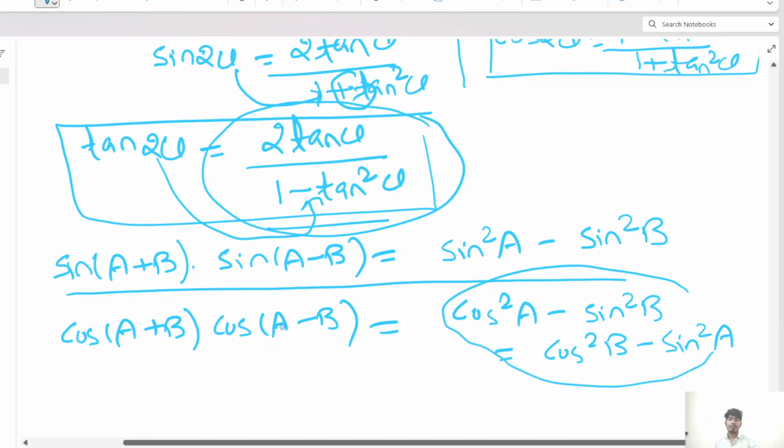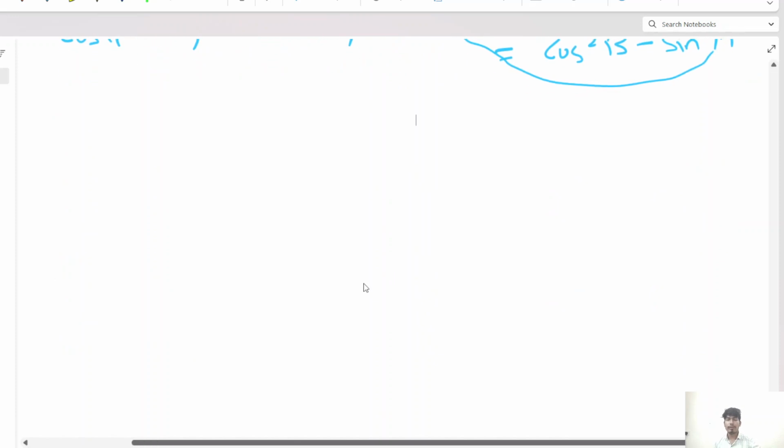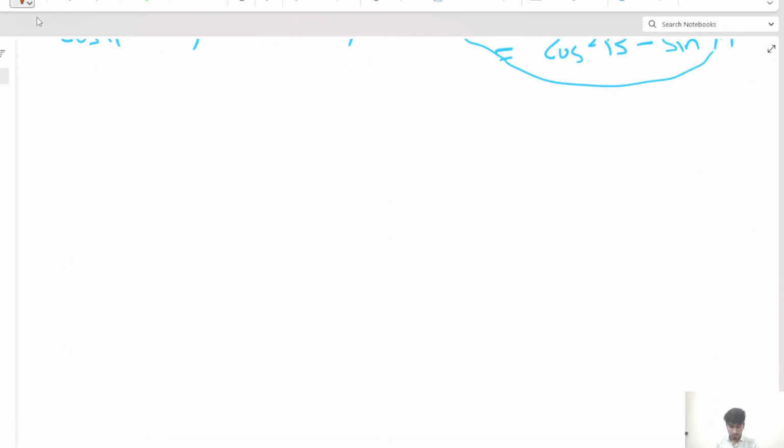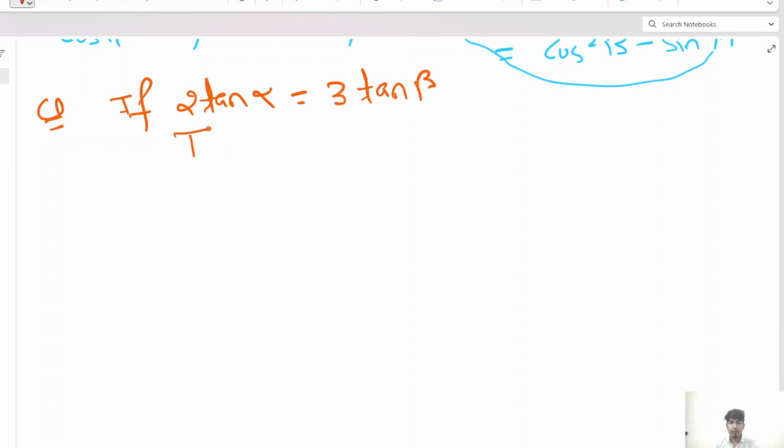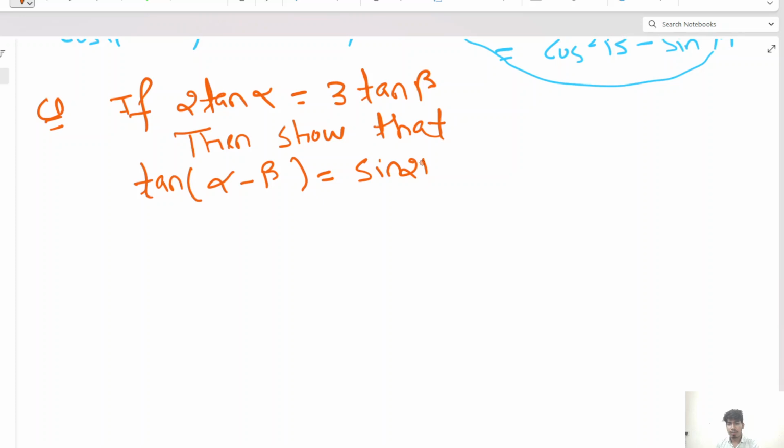So now we do questions on these formulas. What is our first question? If 2 tangent alpha is equal to 3 tangent beta, this is given. Then we have to prove that tan of alpha minus beta is equal to sine 2 beta upon 5 minus cos 2 beta.